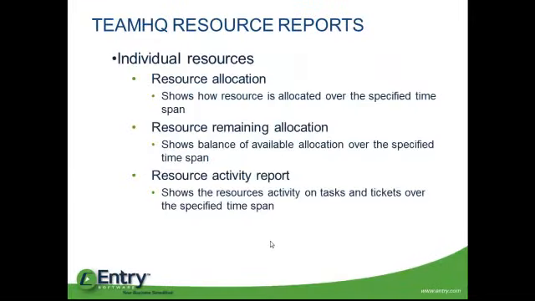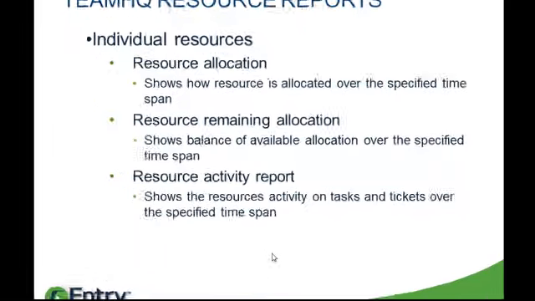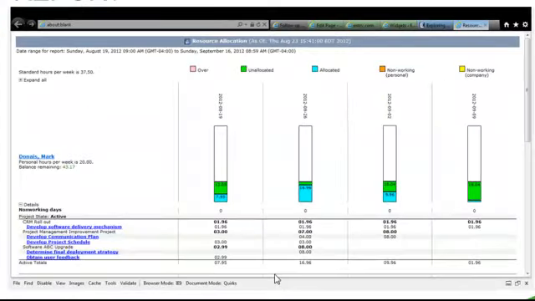TeamHeadquarters resource reports include resource allocation, resource remaining allocation, and resource activity report. The resource allocation report shows by individual and by time span, by color code, how the individuals are allocated to tasks. We can see the tasks that they're allocated to, and via our color codes we can see whether they're over or unallocated, allocated, non-working time, and non-working company time.